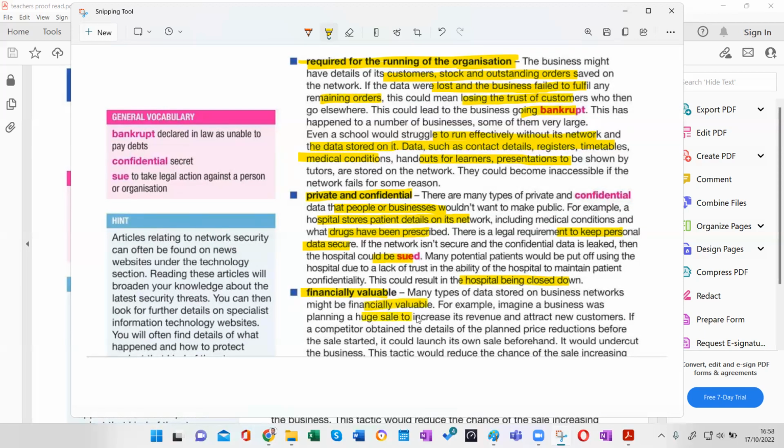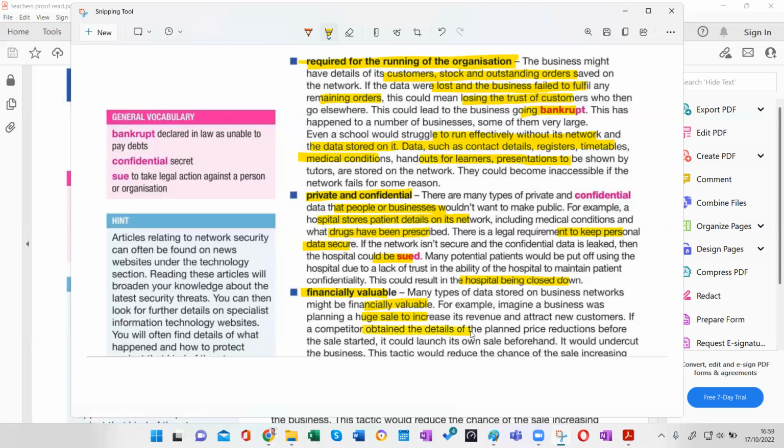Imagine a business was planning a huge sale. Let's say there are going to be some offers, some campaign or something. So your competitor gets to know that you're going to have a campaign. How? By getting into your network, and they find all your plans, documents, and everything. Or maybe a rude employee in your organization copies them and gives them to the competitor for money. That can happen.